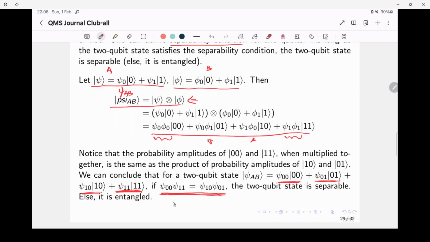So then you can quickly test, for example, if you have a Bell state. This is one typical example of a Bell state. When you multiply them together, psi 0, 0 times psi 1, 1 gives you 1 over 2, and then psi 1, 0 times psi 0, 1 is 0. So it's not equal.